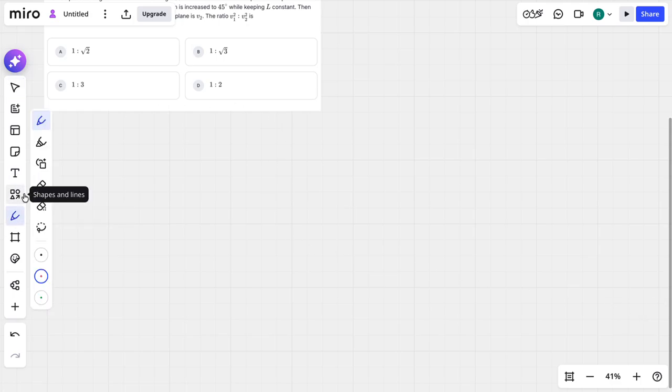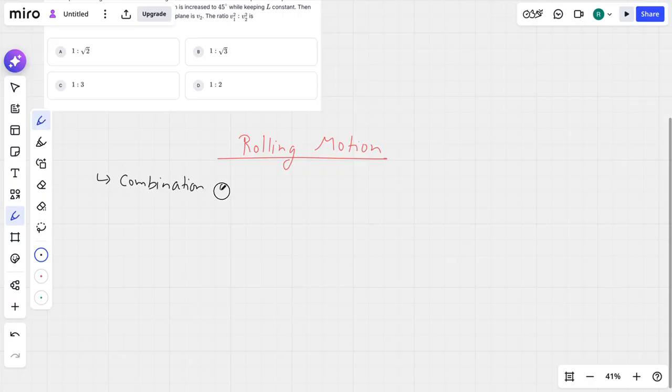So first of all, let's understand what is rolling motion. Rolling motion is nothing but a combination of rotational and translational motion. Rotational and translational motion.